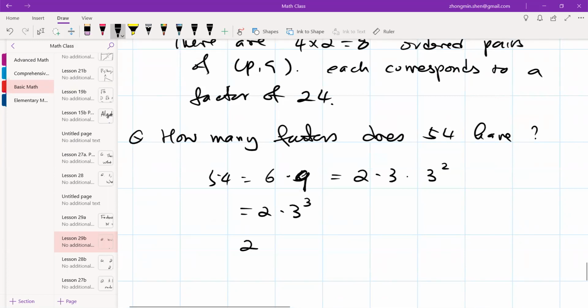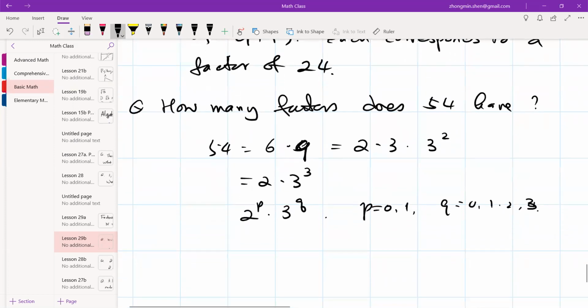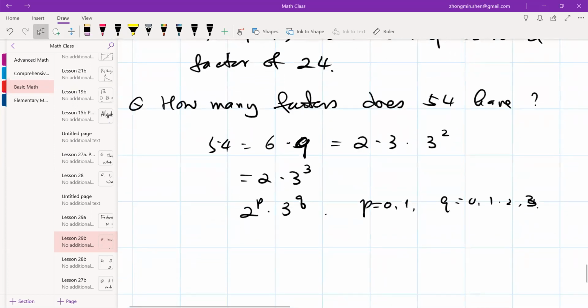So a factor must be 2 to the P and 3 to the Q in that form. And here P has 2 choices. Q has 1, 2, 3, 4 choices, right? 0, 1, 2, 3. So it has 2 times 4, 8 factors. Okay?